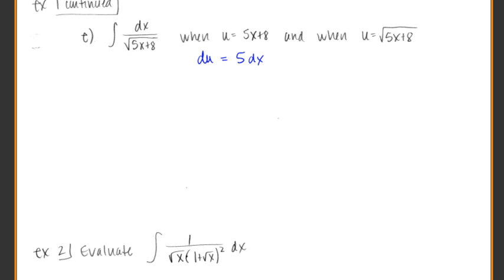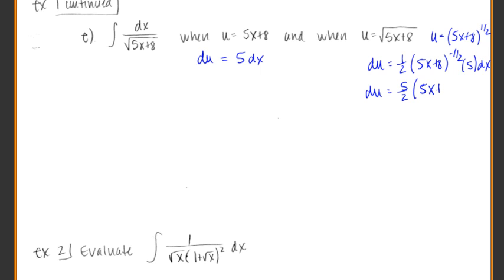And in this case, where u is basically 5x plus 8 to the 1/2 power, then we can say that du, the derivative of that, would be 1/2 times 5x plus 8 to the negative 1/2 times 5 dx. Or consolidating it a little bit, it'll be 5/2 times 5x plus 8 to the negative 1/2 dx.